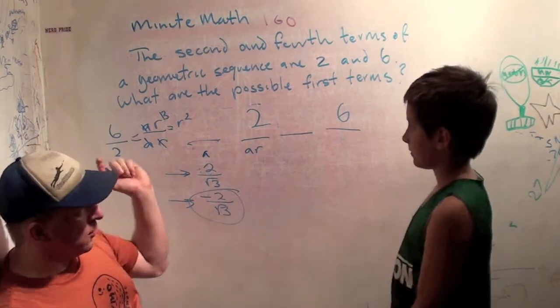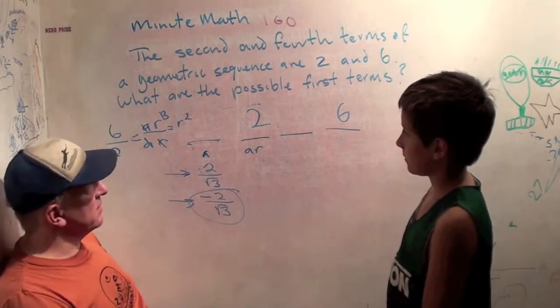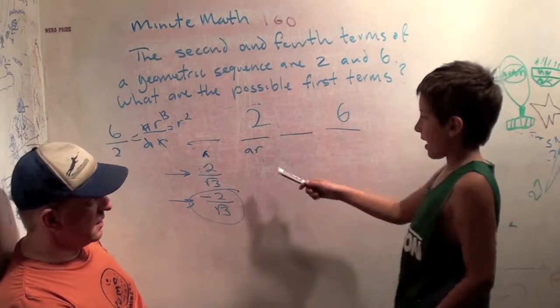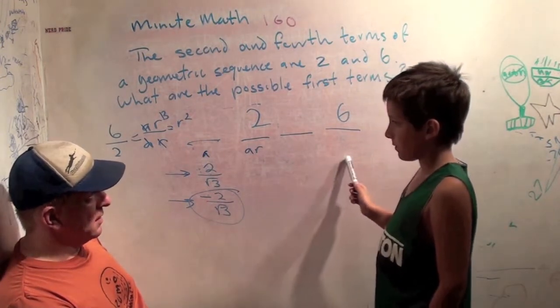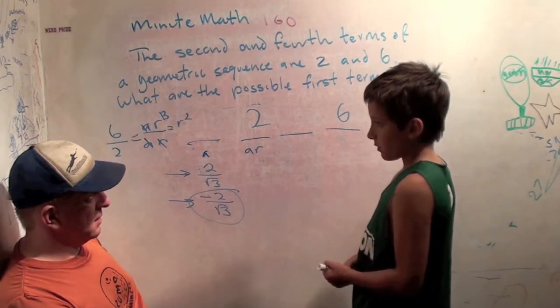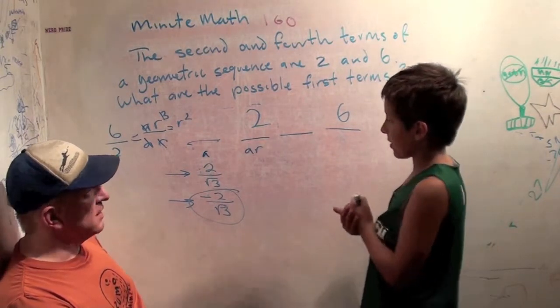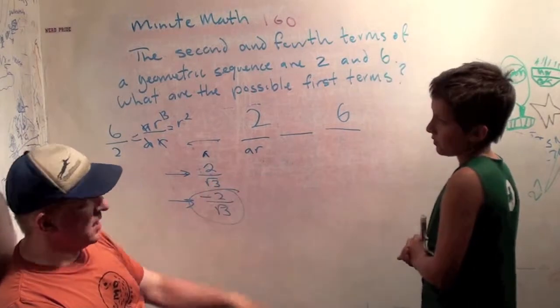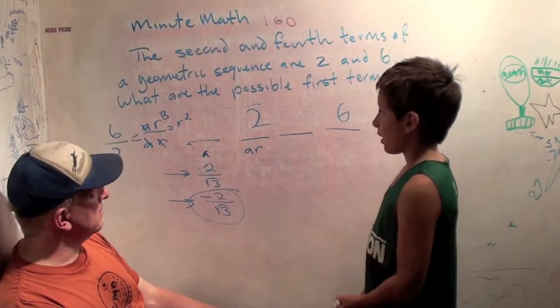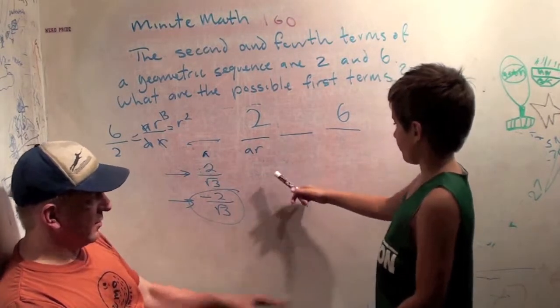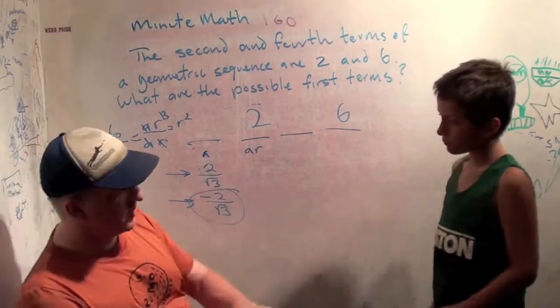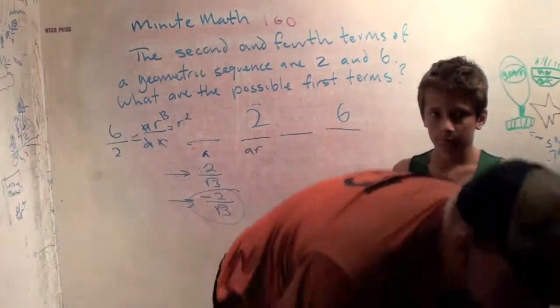Pretty neat. So, what's an arithmetic sequence? Adding the same number every time. What's a geometric sequence? Multiplying by the same number every time. Okay, good job.